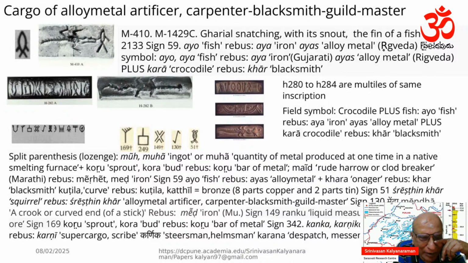Now we can see the Ayaskara, the crocodile and the fish. Alloy metalsmith, copper carpenter is a guild master, because the guild master sign is shown by the palm squirrel, Shestinkar. Next, please.